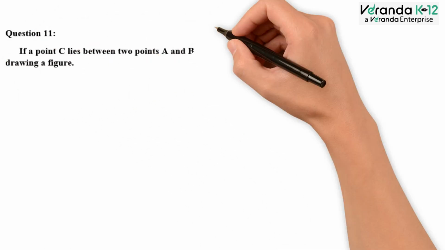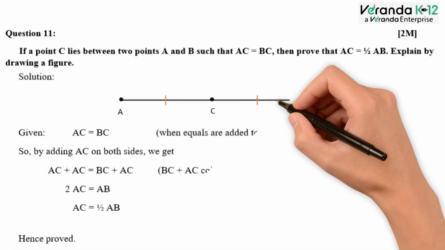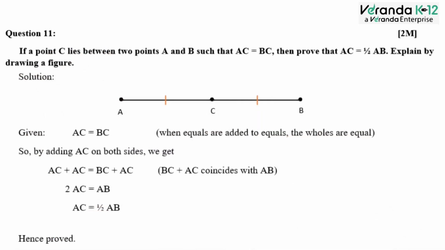Question number 11. If a point C lies between 2 points A and B such that AC is equal to BC, then prove that AC is equal to half AB. Explain by drawing a figure. Since C is a point on line AB and AC is equal to BC, we obtain a figure as shown here. It is given that AC is equal to BC.